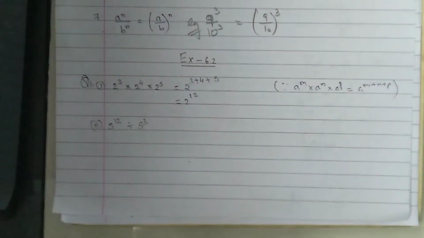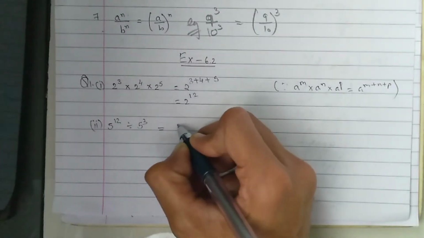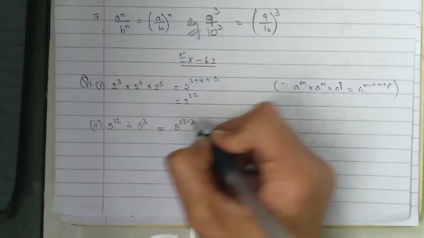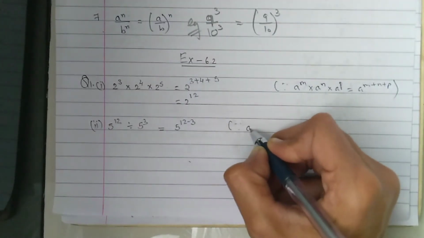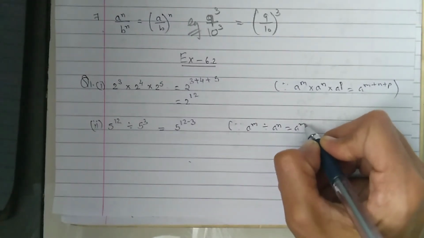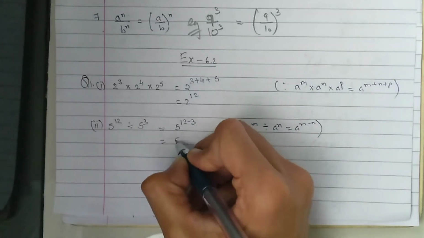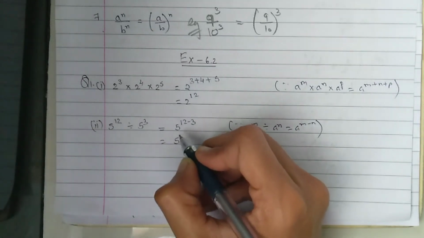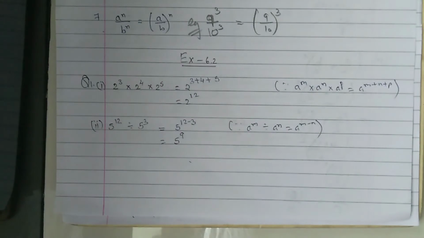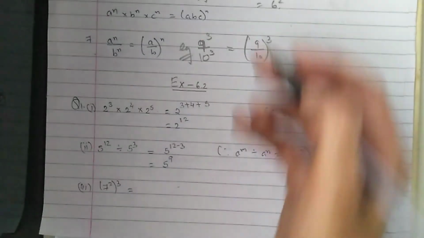5 raised to 12 divided by 5 raised to 3. So we can write 5 raised to 12 minus 3 because it is in division. a raised to m divided by a raised to n equals a raised to m minus n. This law we are using. So 5 raised to 12 minus 3 is 5 raised to 9. 9 is the answer.